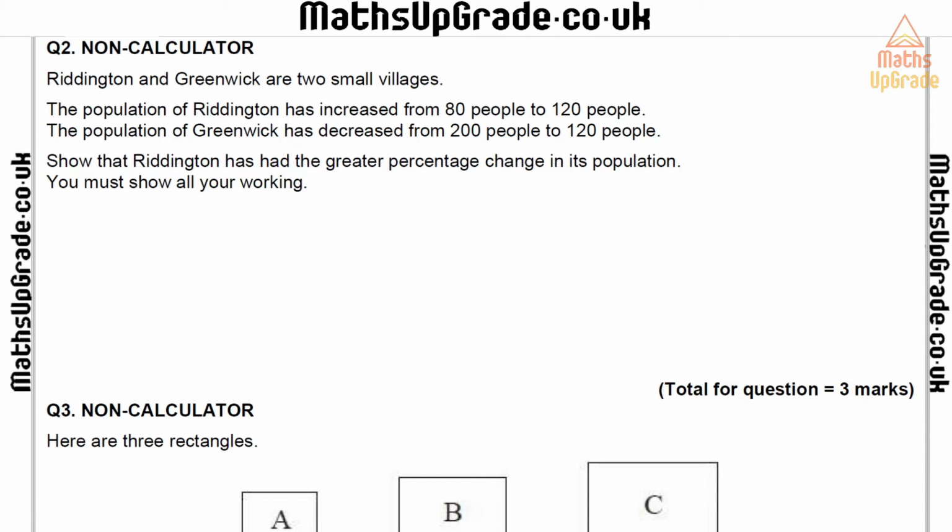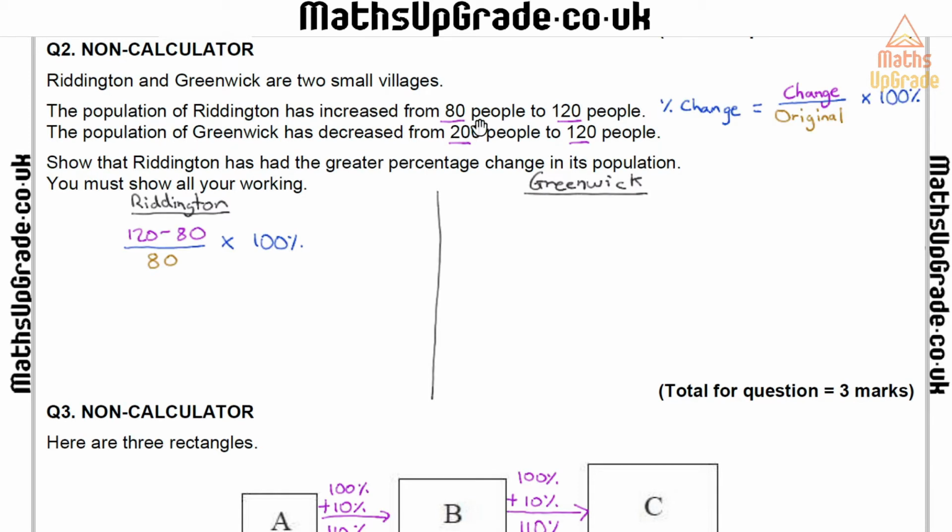In this question, I'm going to underline the key information for each of these 2 different villages. I've also written down the formula for percentage change. Remember, the percentage change is just the change as a fraction of the original, and then you turn that into a percentage. I've split my working into 2 columns, one for each village. I'll start with Riddington first. Riddington has had a change of 120 minus 80. In other words, it's had a positive change of 40 people.